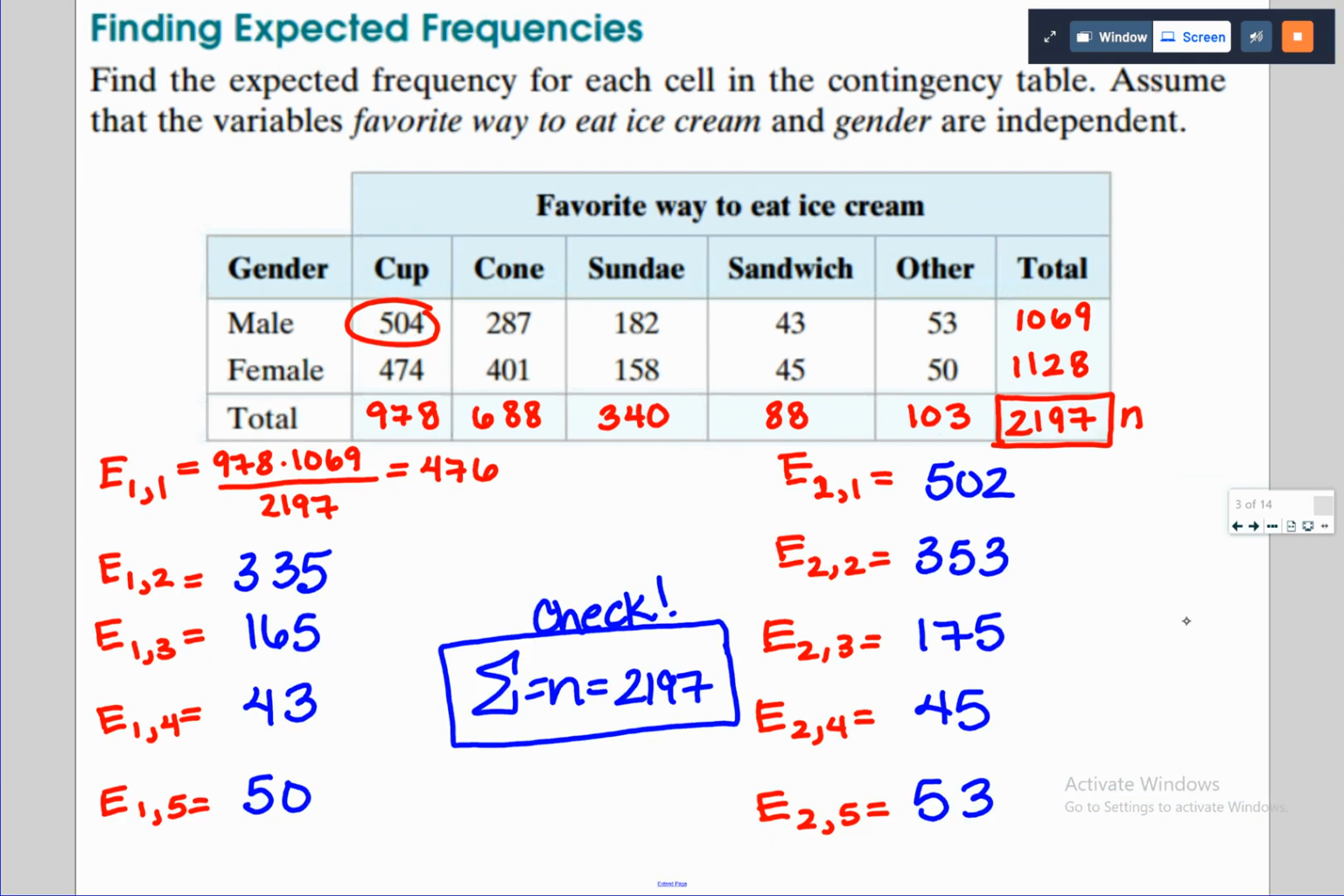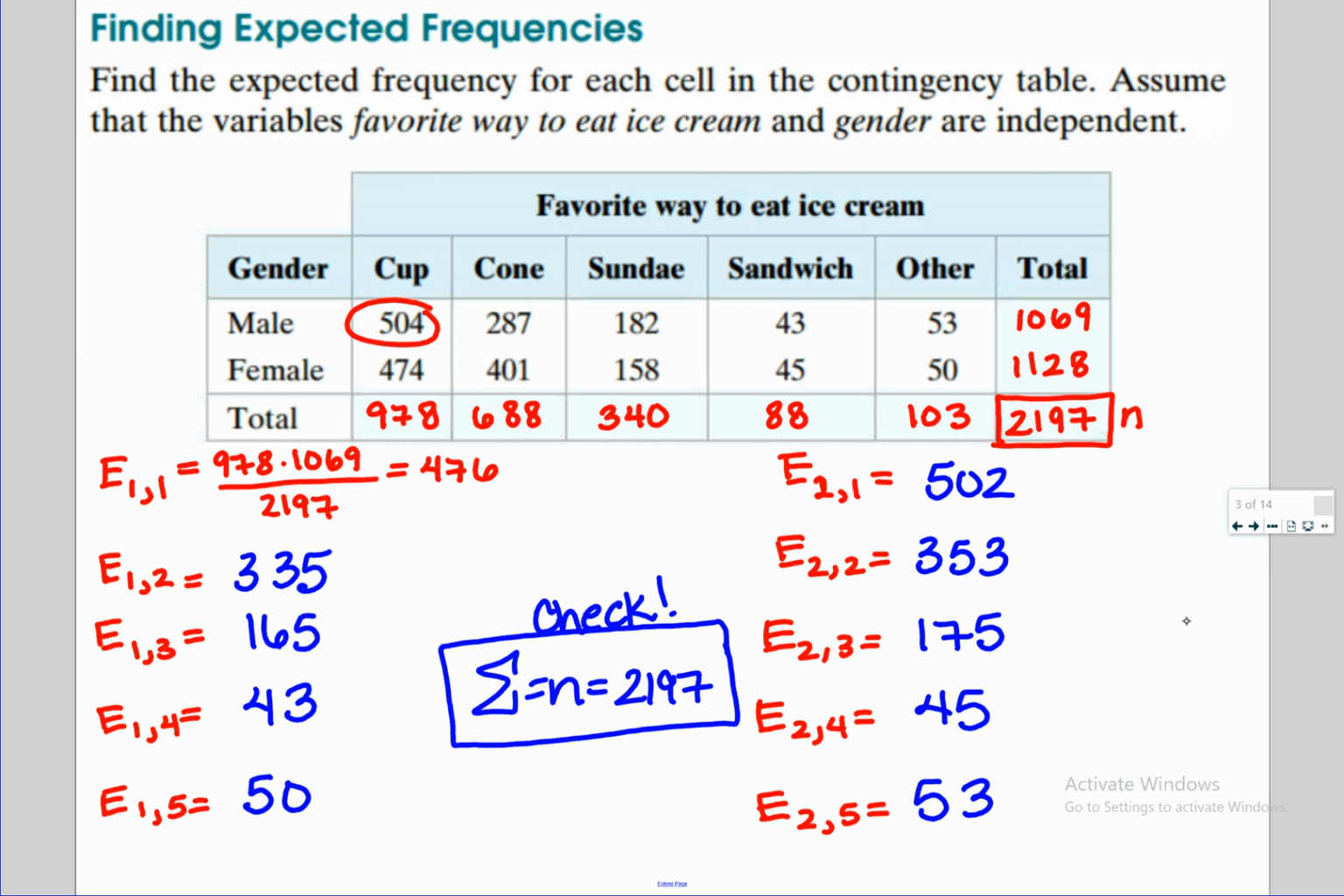Think about what the sum of all the expected frequencies is going to be. If I added up all these answers, what I would get is going to be our n. So all the observed frequencies add up to n, and all the expected frequencies also add up to n. With rounding, you might be off by an integer at the end, but you should be pretty close. This one, if I rounded correctly, I get exactly 2197.